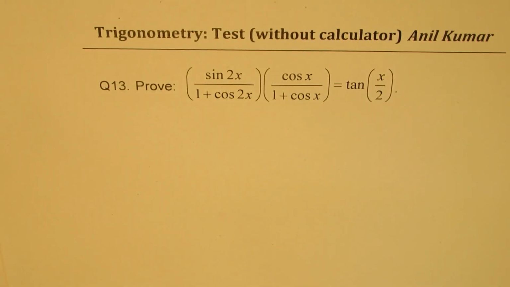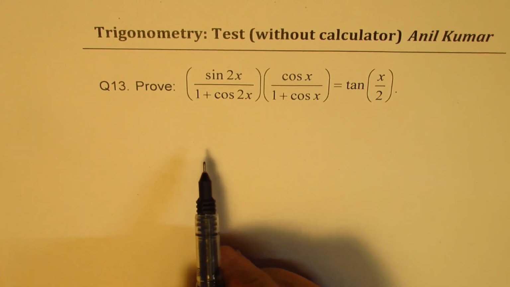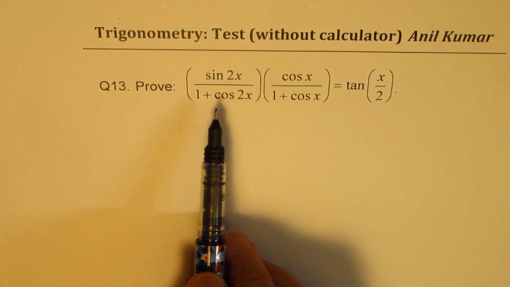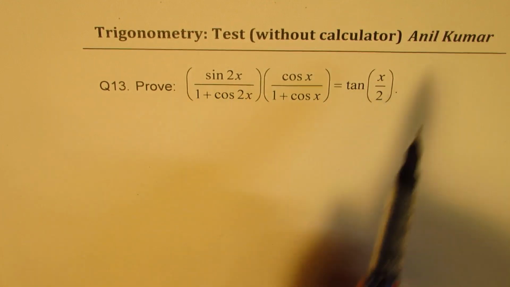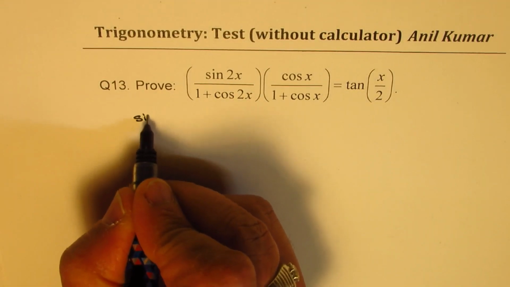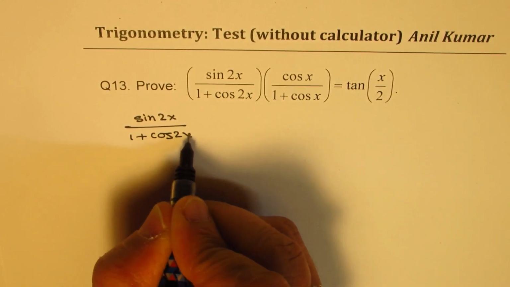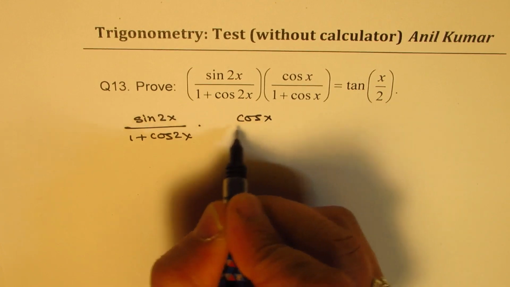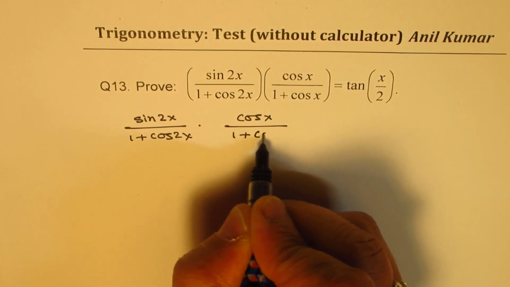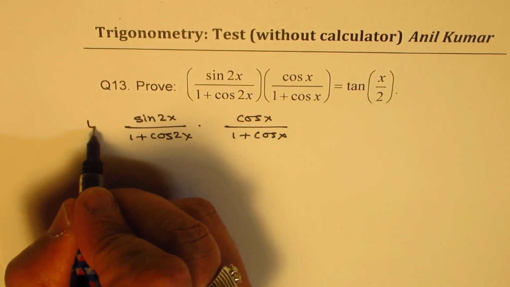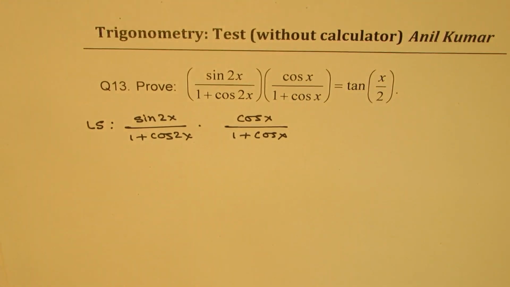Okay, here is question number 13, and this is definitely the last question to do. So I hope you're finding it interesting and useful. These are pretty good questions for your test. So at this time we need to prove that left side equals right side, and left side is sine 2x over 1 plus cos 2x times cos x over 1 plus cos x. We need to show that this is equal to tan 2x. So we'll begin with the left side.